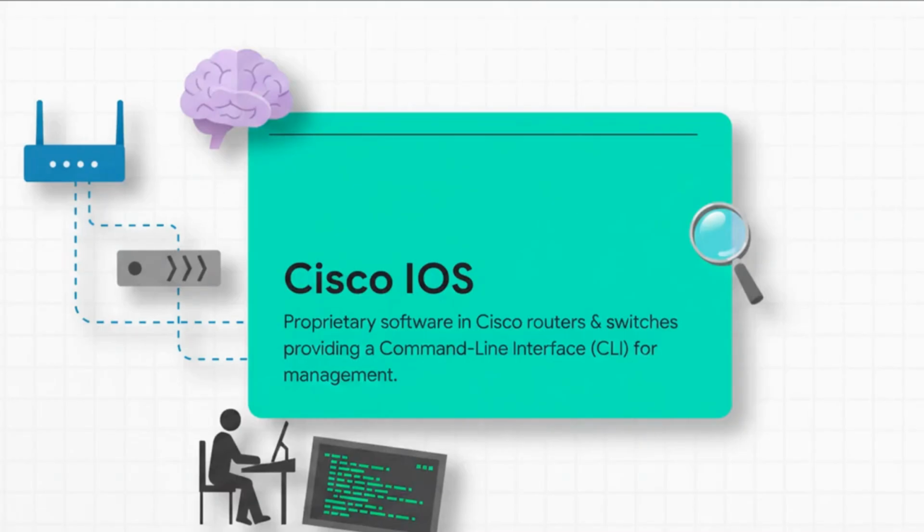Okay, so here's the official breakdown. Cisco IOS stands for Internetwork Operating System. It's the special software that Cisco puts inside millions of their routers and switches. And the most important part for us, it gives us something called the Command Line Interface, or CLI, which is how we as network engineers can configure and manage everything.